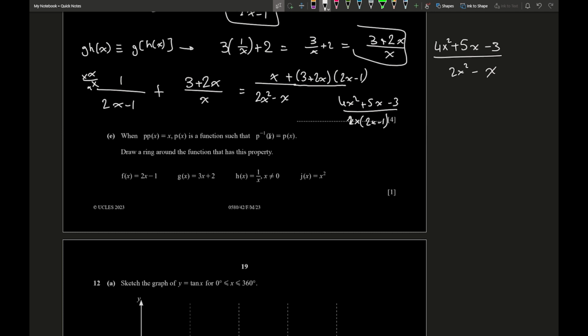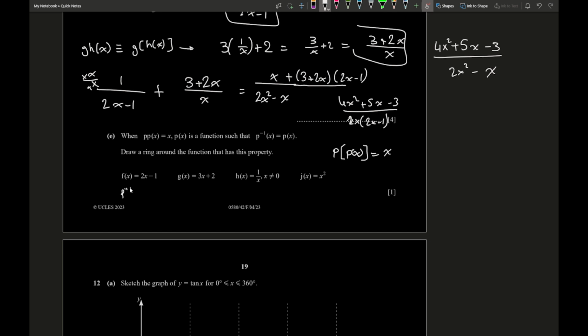Okay, I can write now. It says here that if you take p and put your input p of x, you'll end up with it being equal to x. Or you can try another method: find the inverse and see if the inverse is equal to the original function. Personally, finding the inverse is much easier.